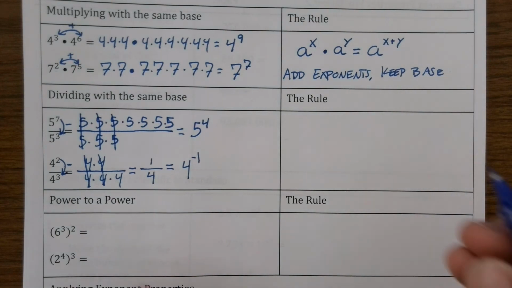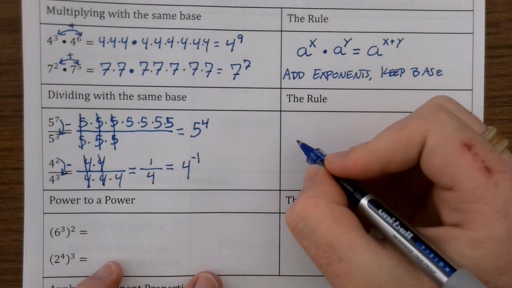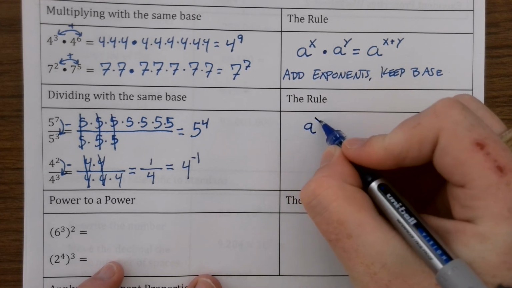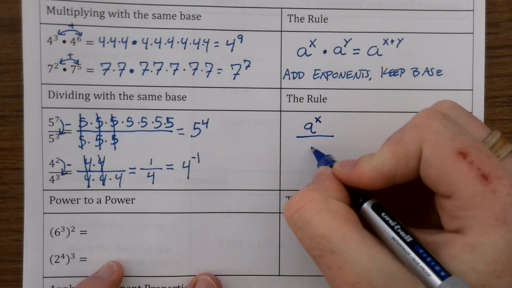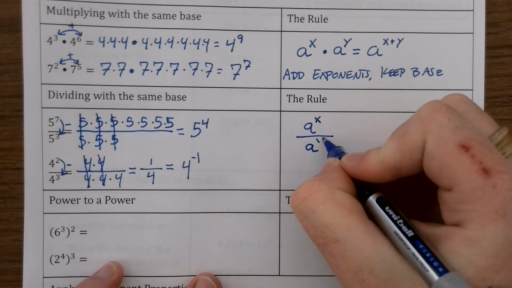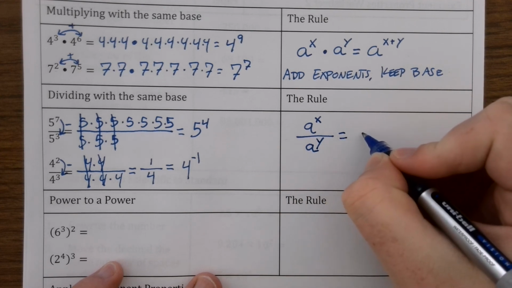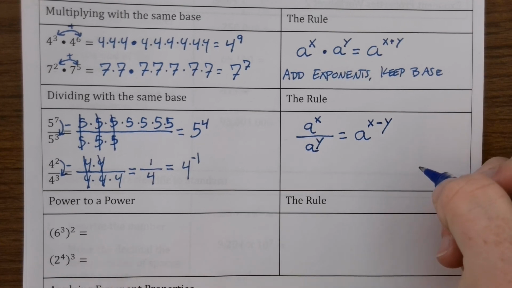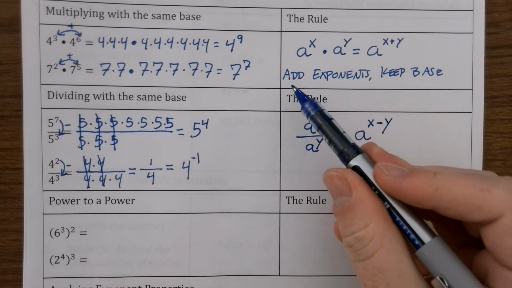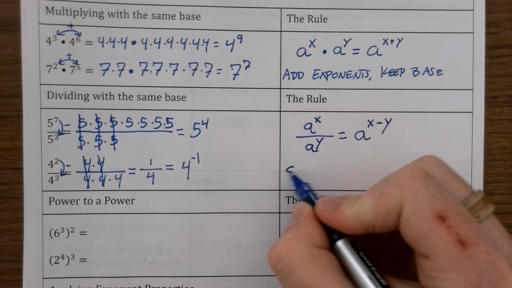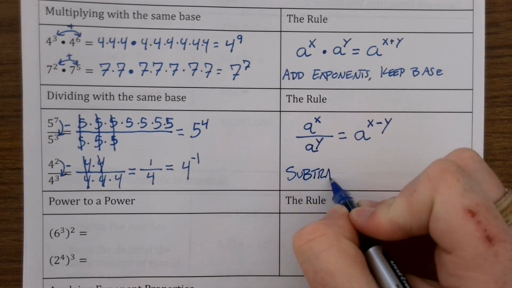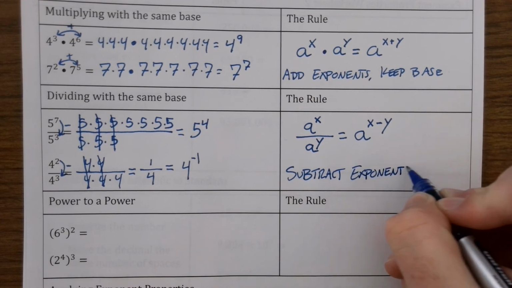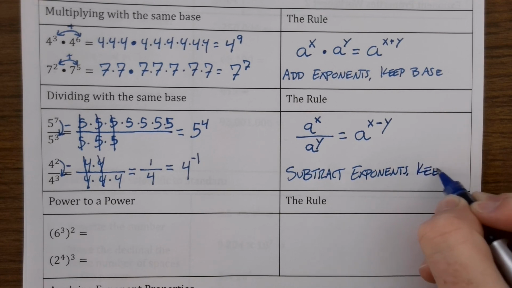So here's the rule. If we have a base to a power divided by the same base to a different power, all we have to do is subtract our powers. Top minus bottom. Like above, when we multiplied, we added our exponents. This time we are going to subtract exponents and keep the base. The base is always going to stay the same.